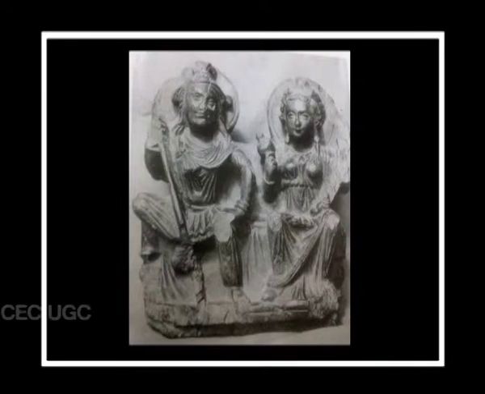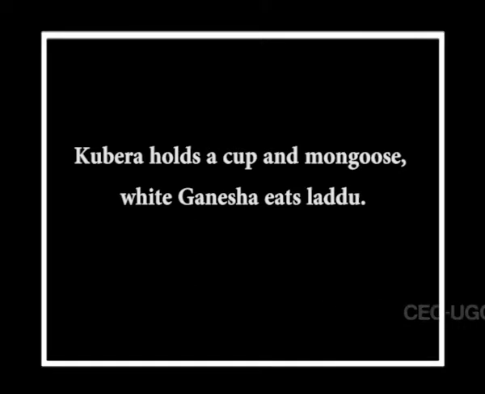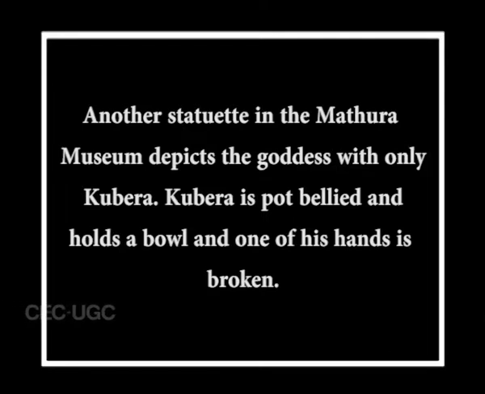She is decked with ornaments and carries lotuses in both hands. The stalks of these lotuses arise from two vases placed below. On these lotuses stand two elephants. Kubera holds a cup and a mongoose, while Ganesha eats a laddu. Another statue in the Mathura Museum depicts the goddess with only Kubera. Kubera is pot-bellied and holds a bowl, and one of his hands is broken.